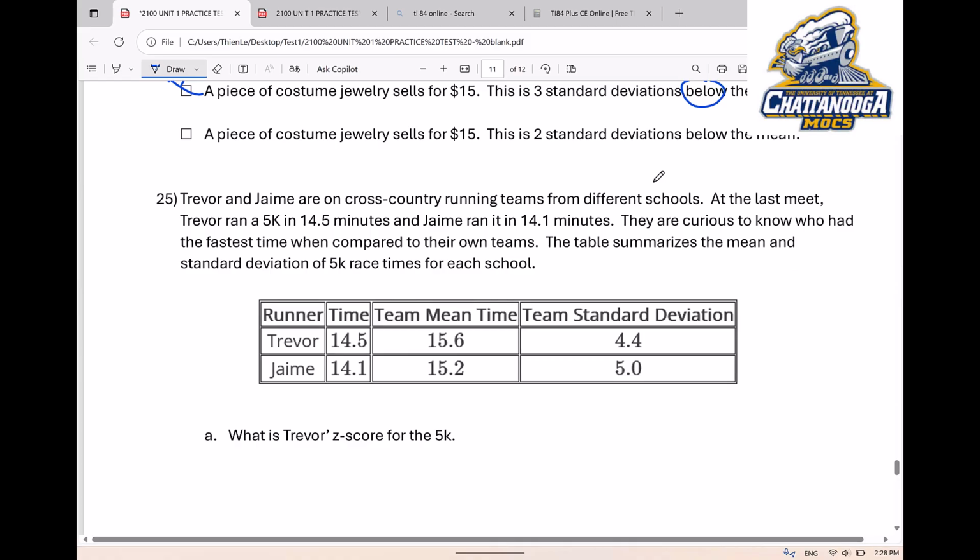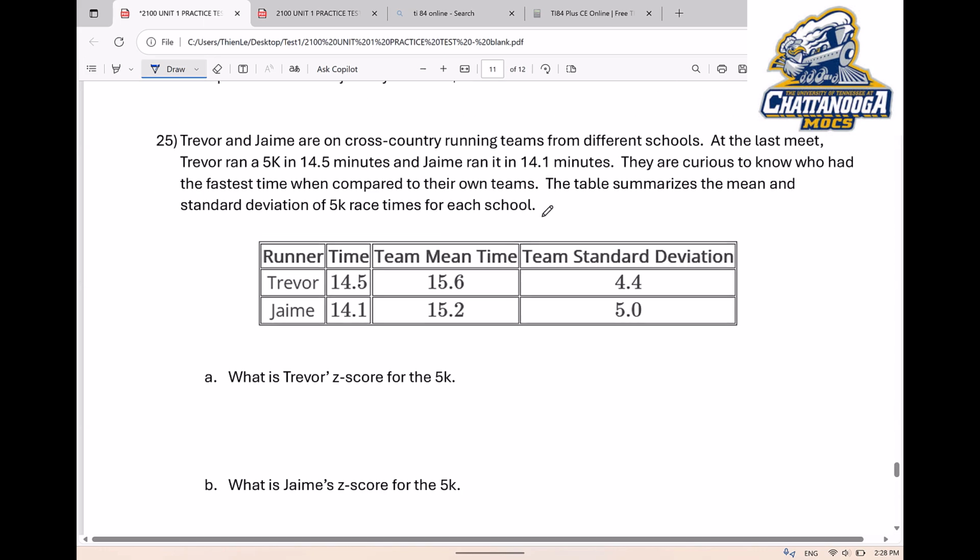So now let us look at 25, okay? Trevor and Jem are on cross-country running teams from different schools. At the last meet, Trevor ran 5K in 14.5 minutes and Jem ran it in 14.1. They're curious to know who had the fastest time when compared to their own team. The table summarizes the mean and standard deviation for each school. So here in terms of running and timing, if you run that distance in fewer minutes, it means you do a better job, right? What is Trevor's z-score for the 5K?